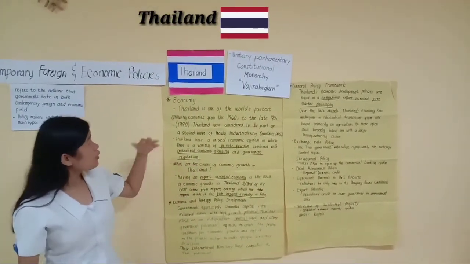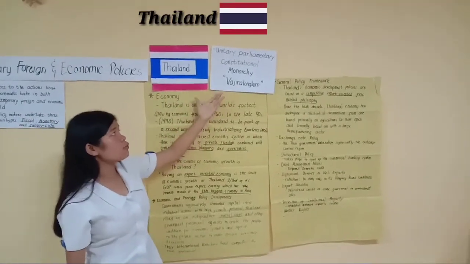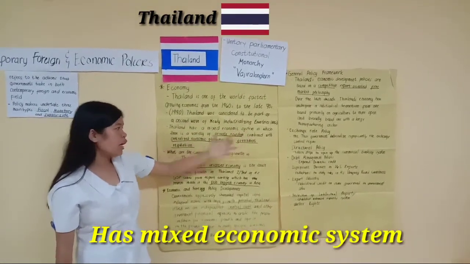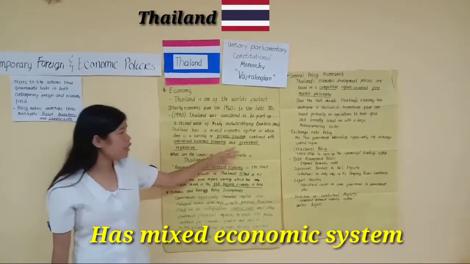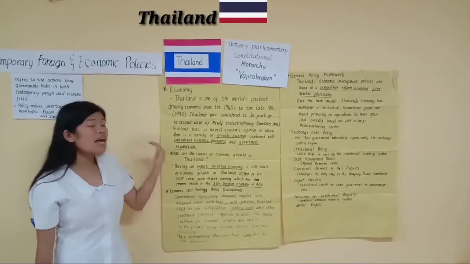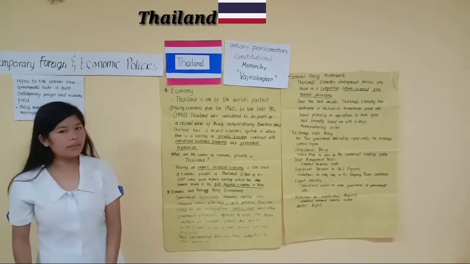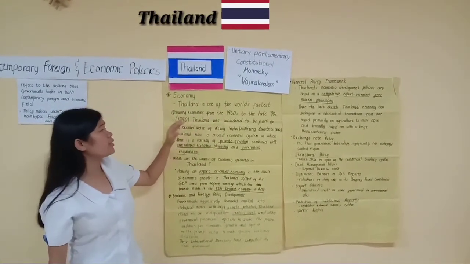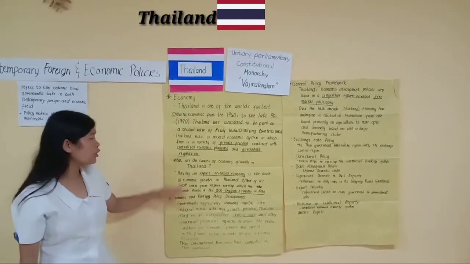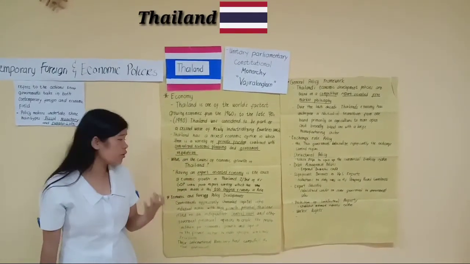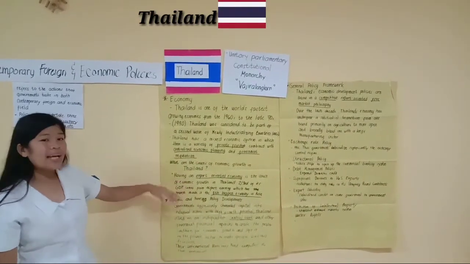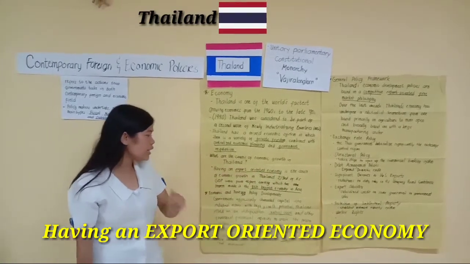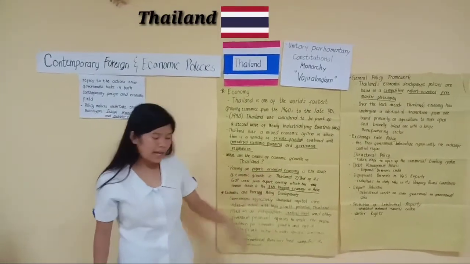Since Thailand is a unitary parliamentary constitutional monarchy, Thailand has a mixed economic system in which there is a variety of private freedom combined with centralized economic planning and government regulation. As said here, Thailand is among the world's fastest growing economies. Now the question: what are the causes of the economic growth of Thailand? Thailand has an export-oriented economy, and it is the cause of the economic growth in Thailand.